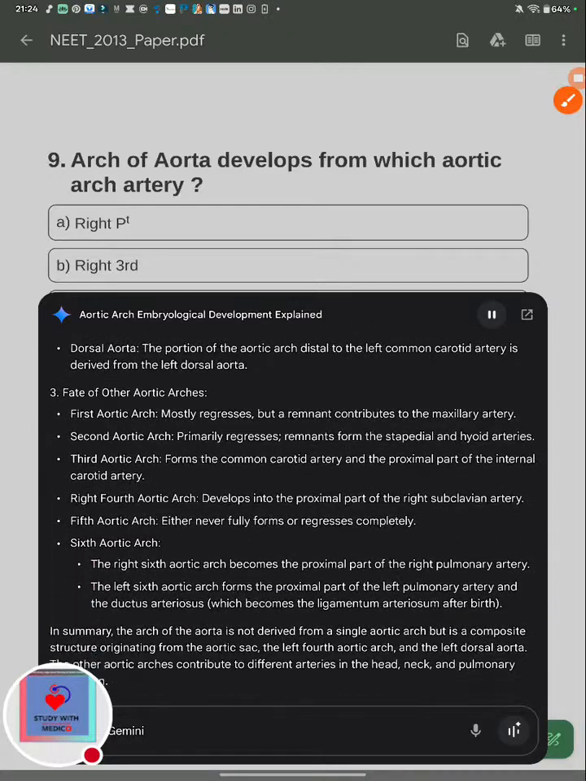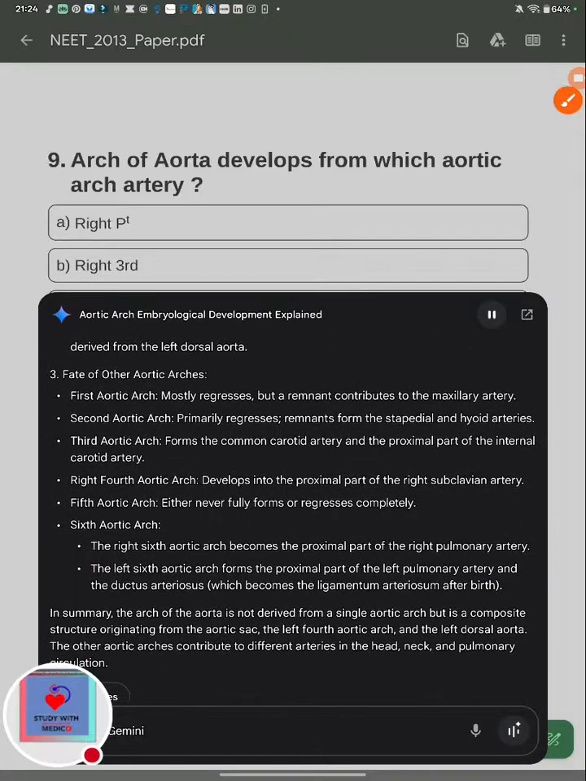3. Fate of other aortic arches. First aortic arch. Mostly regresses, but a remnant contributes to the maxillary artery. Second aortic arch. Primarily regresses. Remnants form the stapedial and hyoid arteries.